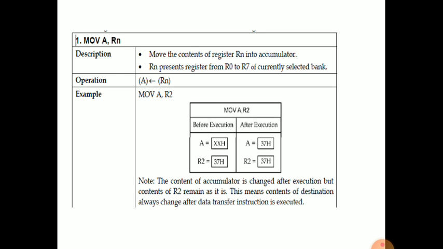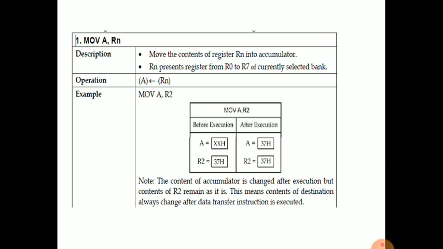With a good example, we can understand each and every instruction. In that, first, if you see, MOV A, Rn. It's an instruction. If you remember the instruction format, that is opcode followed by operand. MOV is the opcode and the operands are A and Rn.